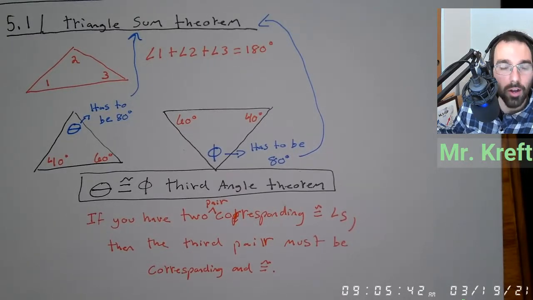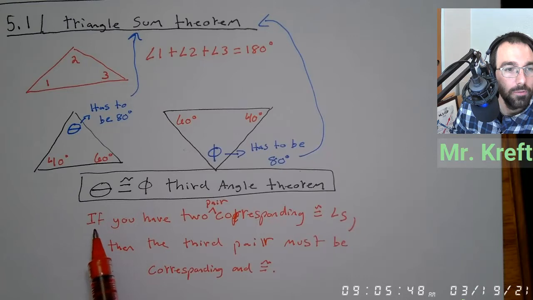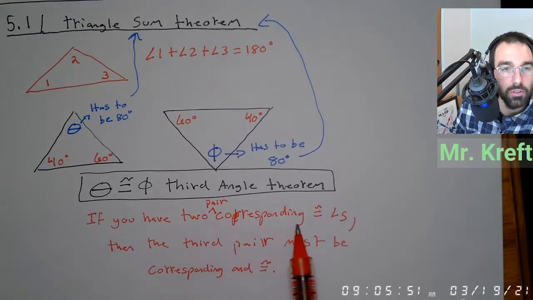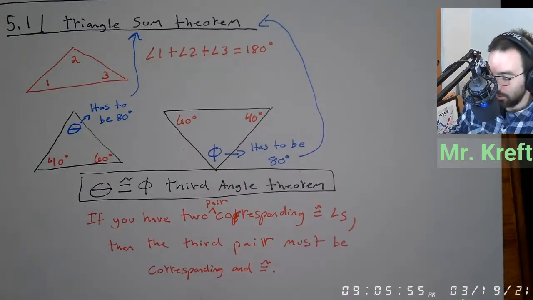And again, if you have questions or comments, or if I'm going too fast, you can use chat or you can turn on your mic and do it that way, okay? So if you have two pair of corresponding congruent angles, then the third pair must also be corresponding and congruent.